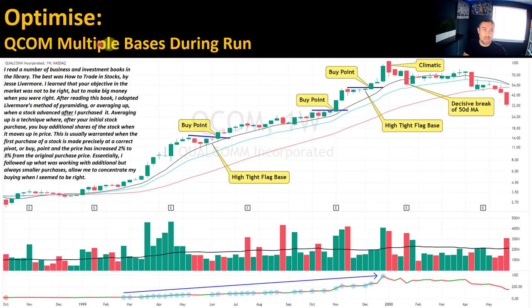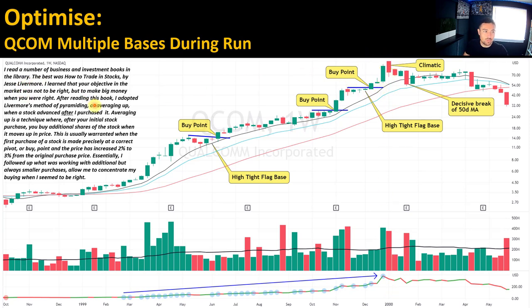Okay, Qualcomm, multiple bases during its big run. So here you get a high tight flag base coming through, and then see how it finds supportive action on its 10-week, its 10-week, its 10-week, and then it builds this flat base pattern in here. Look how tight it gets. You get this inside week coming through. Look how the volume dries up. Look at the 52-week highs all over the place, and then you get this very quick run up in price.